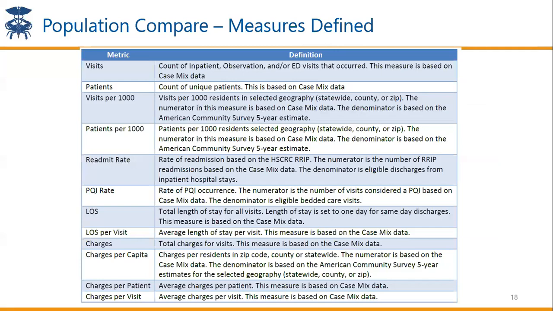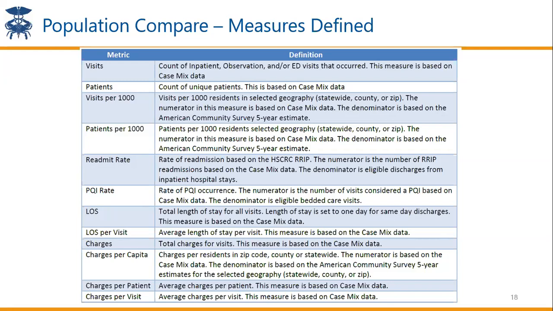And these are all the metrics that you have throughout the report. So these were the metrics that you have for the population comparison, but then you will also be able to use these metrics throughout the rest of the report. I won't go into detail for each one, but just as a summary, you have your total count of visits and patients, and then you have them normalized by the population.